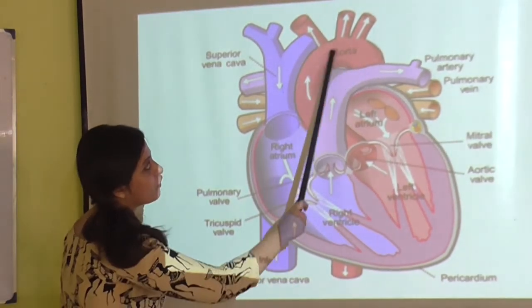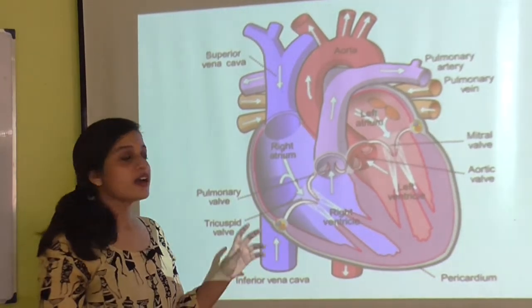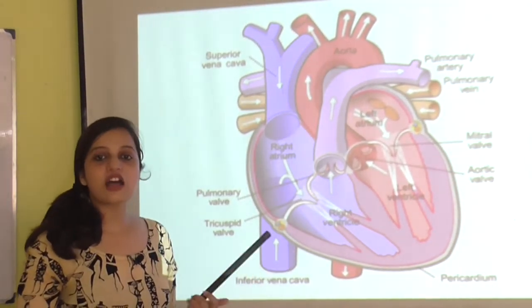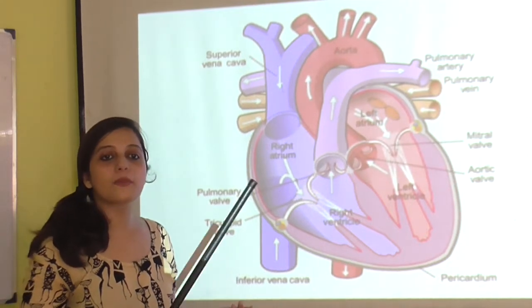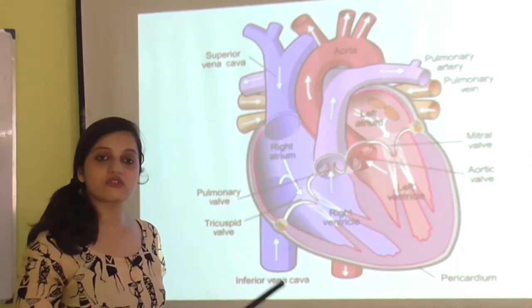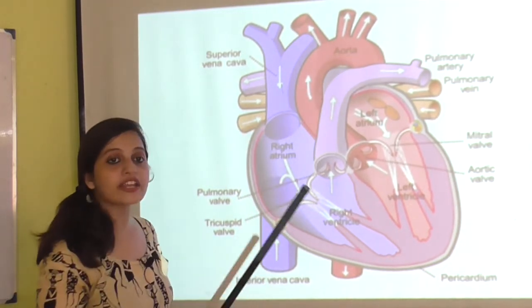Can you see this big vessel? This vessel is known as the aorta. This is the largest artery present in your body. So if the question comes, what is the name of the largest artery in your body, you are going to write aorta, not pulmonary artery.